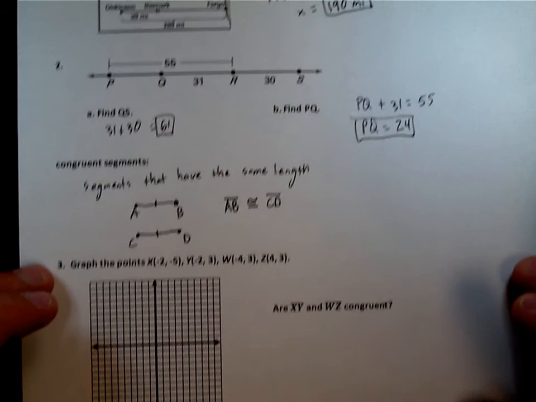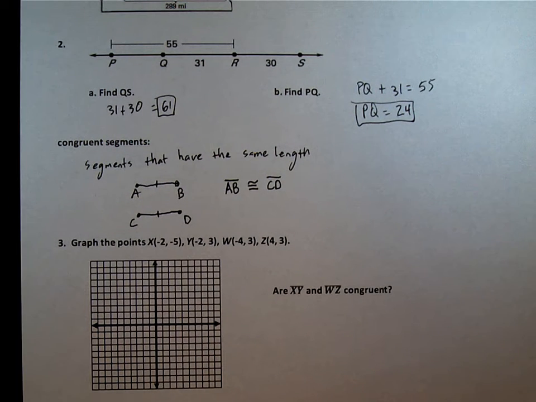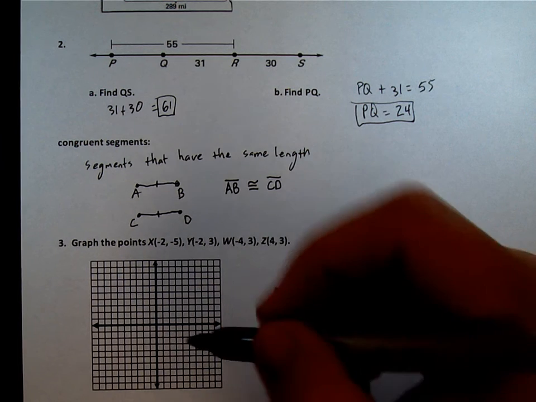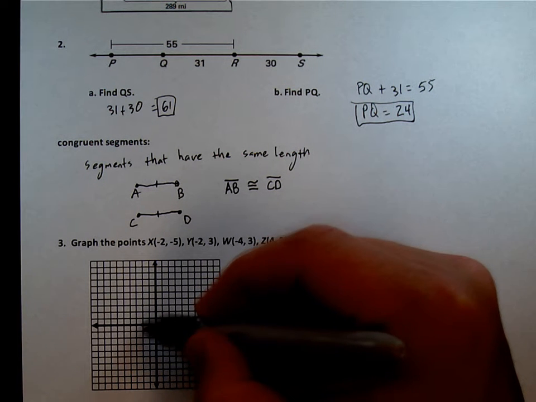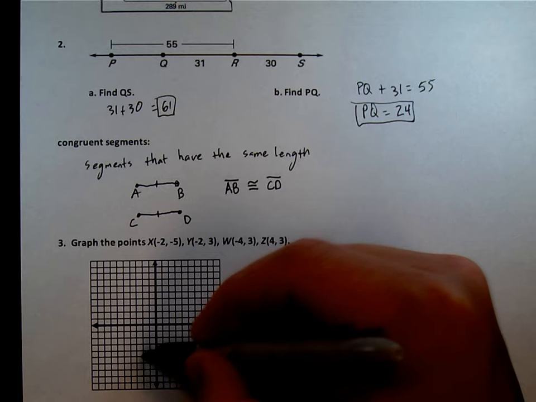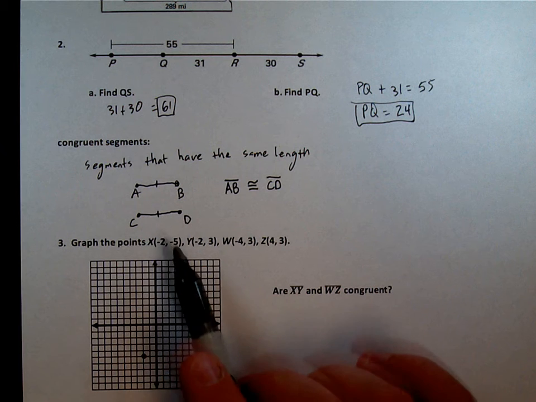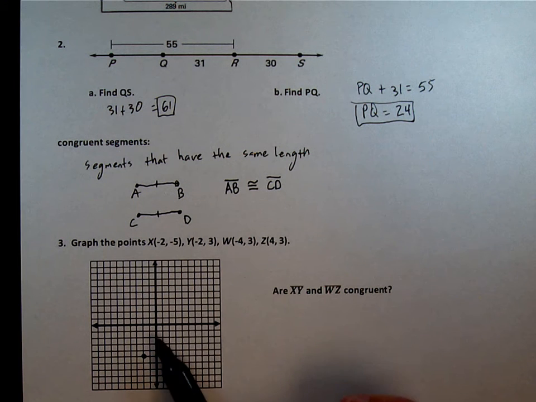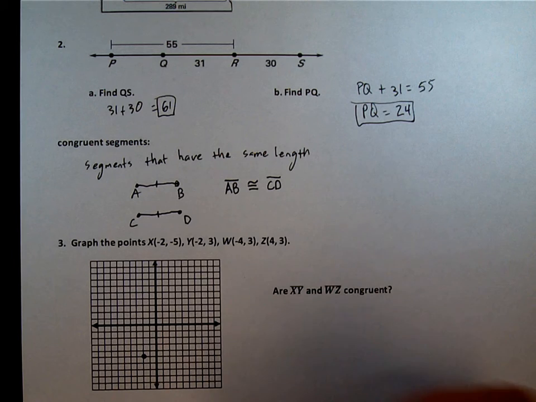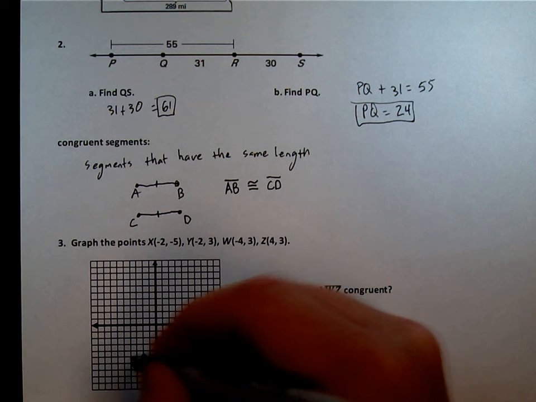When we get to question number 3, we're supposed to graph these points. I'm going to use a Sharpie so it's a little easier to see. I'm going to go from negative 2, negative 5. Maybe it's been a while since you've plotted any points. The first number, the x number, is left-right. So it's a directional left-right. We have to go negative 2, so that's 2 to the left. And then the y value is up-down, and it was negative 5, so I had to go down 5. So I went 2 to the left, down 5, that's point X.